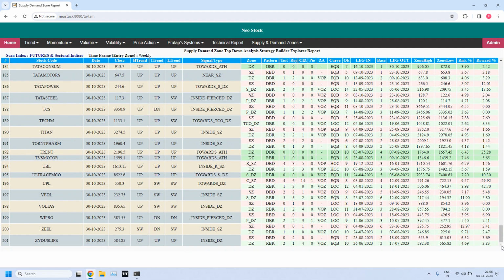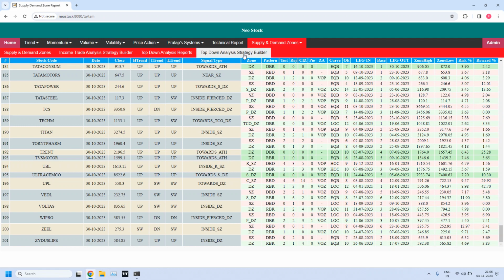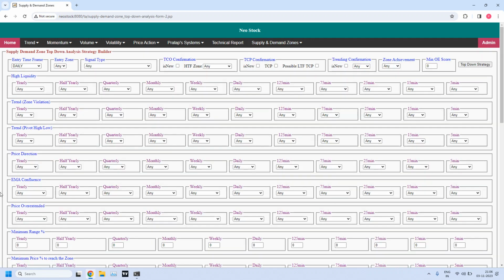So this is the end of the weekly report. Now let's move on to the daily time frame. So let us generate demand and supply zones for the daily time frame.